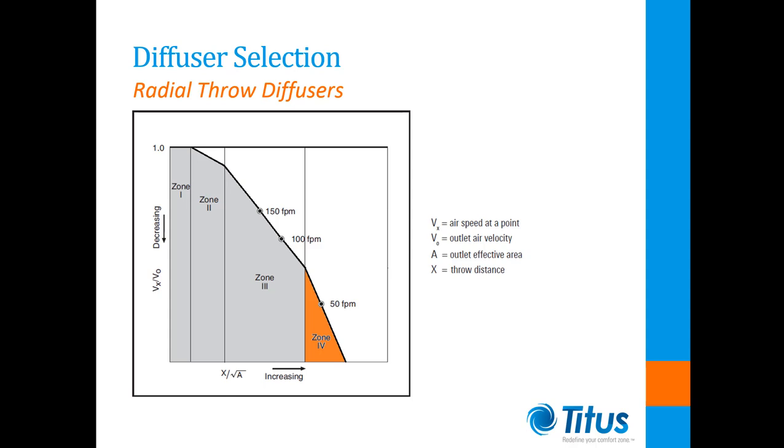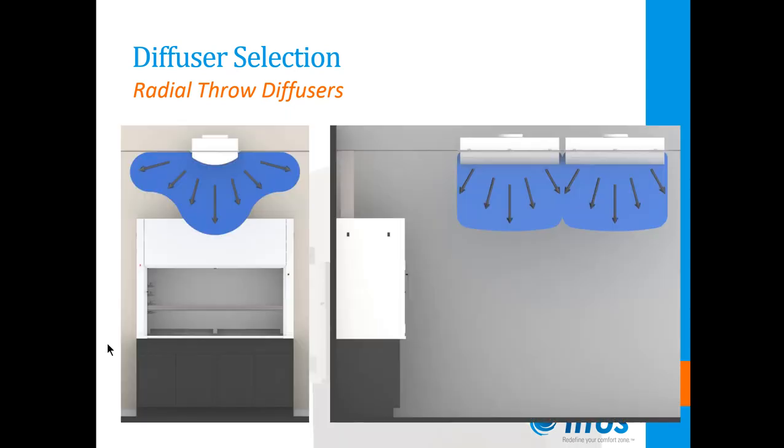Radial diffusers should always be located such that the throw pattern is parallel to the face of the fume hood as shown here. Even when using one-way throw pattern radial diffusers, this rule should be strictly adhered to. With a one-way throw diffuser, even with airflow directed away from the hood, the induced air motion can pass in front of the hood, resulting in velocities exceeding even 40 or 50 feet per minute, disturbing the capture velocity.